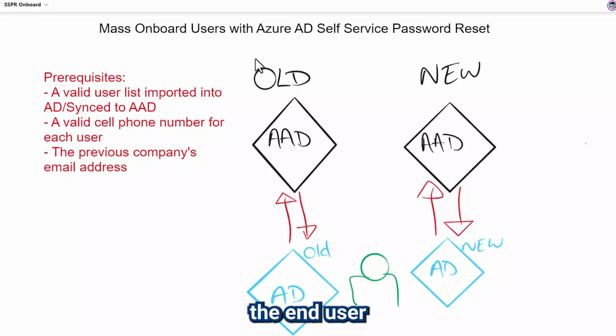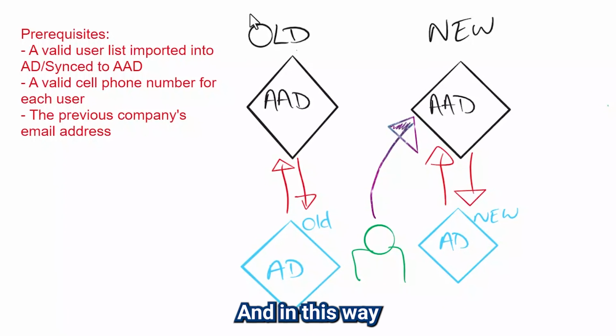After that, the end user will be able to go directly to Azure AD, walk through a few simple steps to set up a new password that is unique to them and unknown to everyone else, and in this way, it makes it a lot easier to do a batch onboarding.